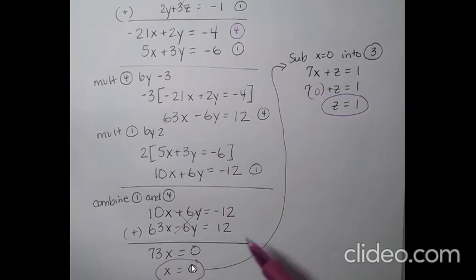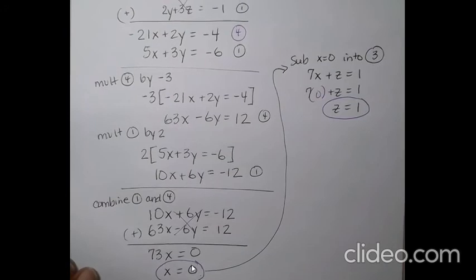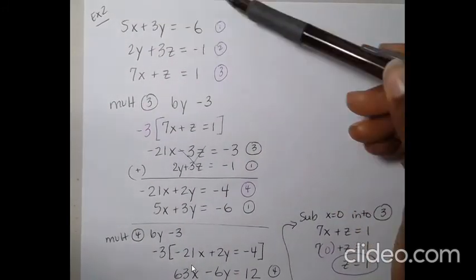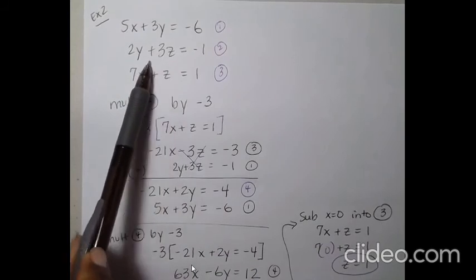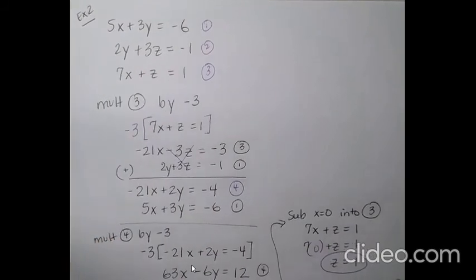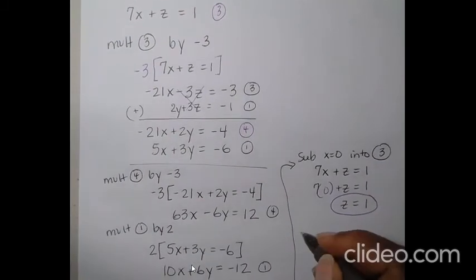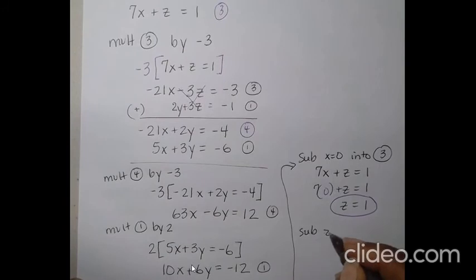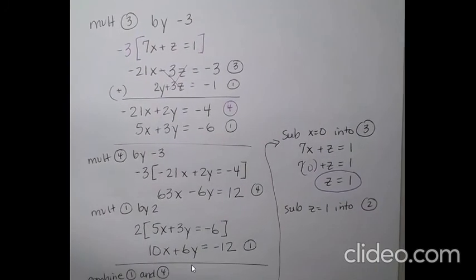Now we've got two variables or two solution points that we have for these three equations. Now that we have x and z, we can choose either equation 1 or equation 2, because equation 1 has an x. You can solve for y. This one has a z. We know the value of z. You can also solve for y. That's what we need next, we need to solve for y. So I'm going to go with equation 2. Substitute z equals 1 into equation 2. And then we can solve for y.